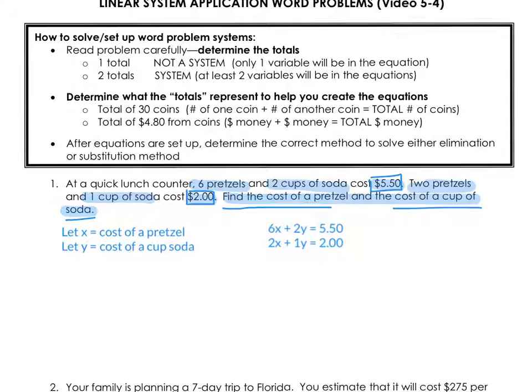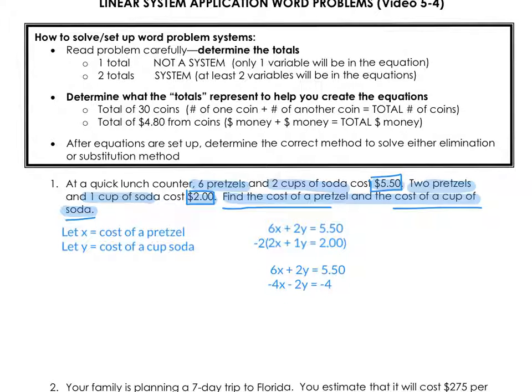It doesn't really matter. So I am going to do elimination here because I think that they're already lined up nicely. I can see x and then y's and then the totals. They're in the right order. So I'm going to go ahead and multiply this bottom one by a -2. So I get the same number, 2, in front of the y with the opposite sign. So once I put that -2 out front and I distribute it, I end up with 6x plus 2y equals $5.50. I didn't change it at all. And then the -4x minus 2y equals -4.